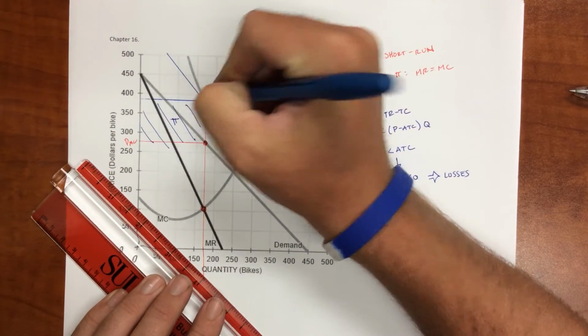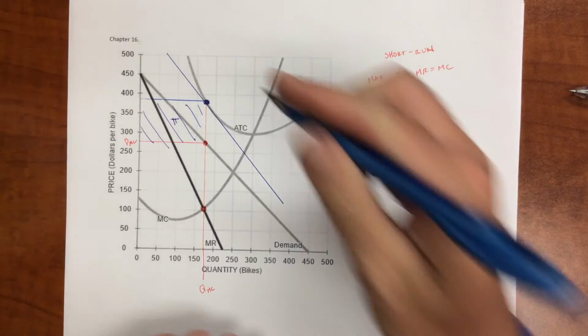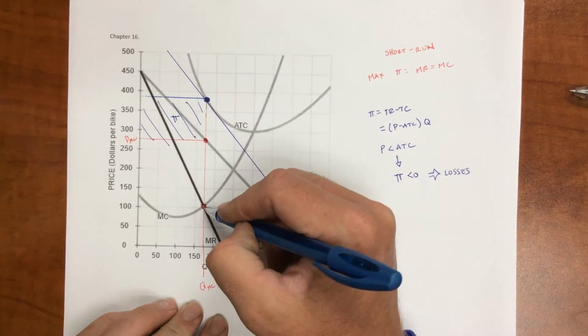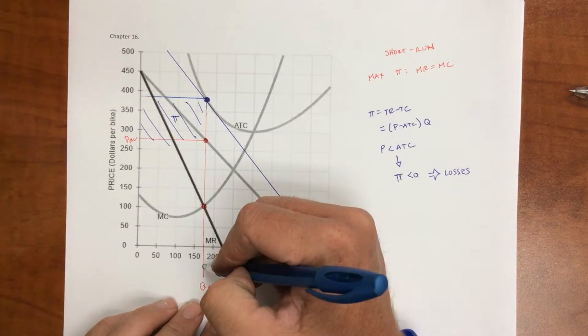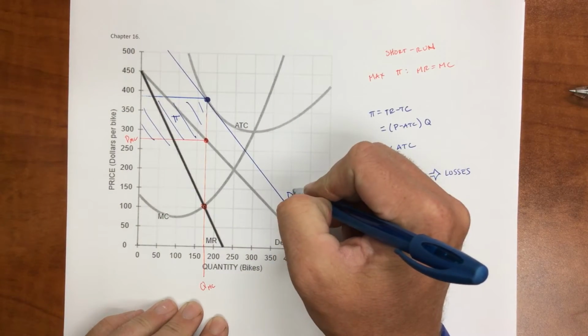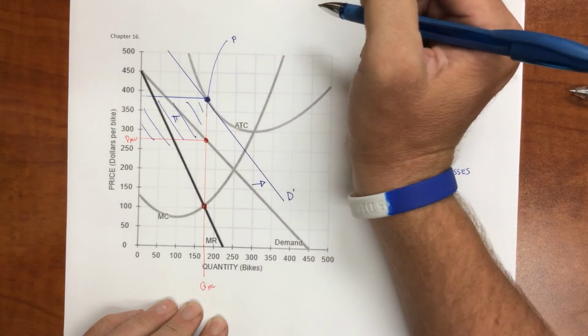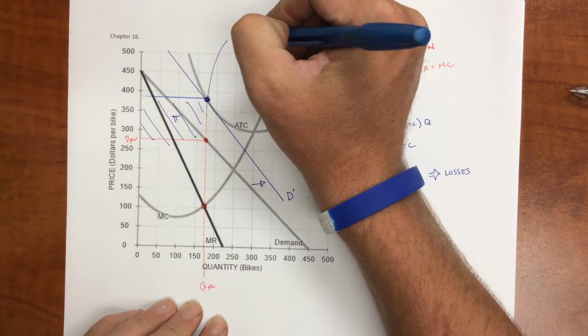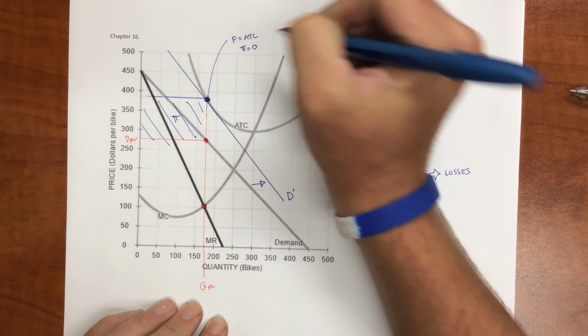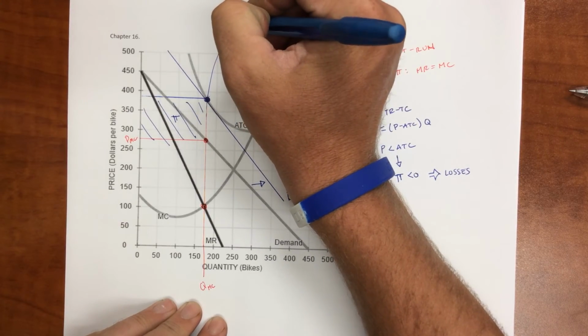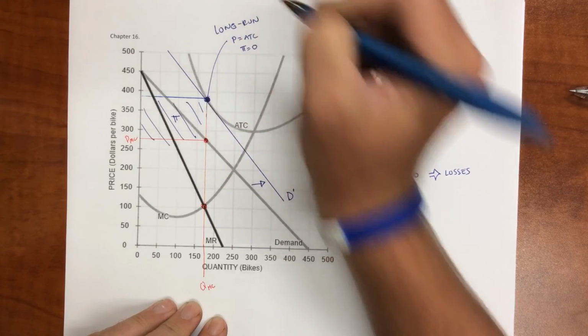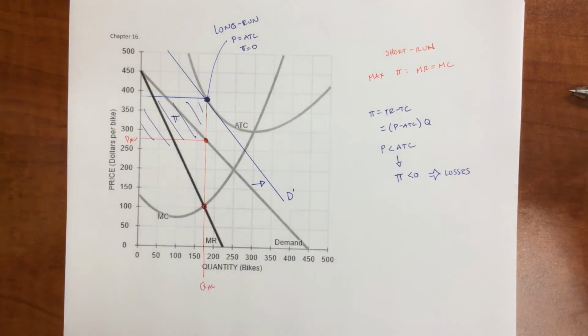and it will continue to increase until we reach this point right here, because at that point, marginal revenue is equal to marginal cost. And with this new demand curve, this is also the point where price equals average total cost, so profits are zero. This is the long run: when there's losses, other firms exit the market, which increases the demand for our product. And that's what happens in a monopolistically competitive market.